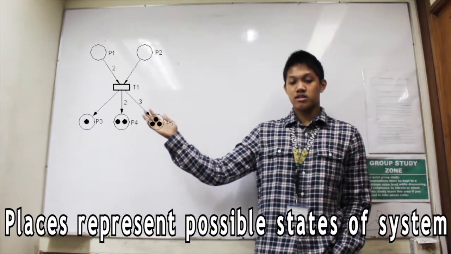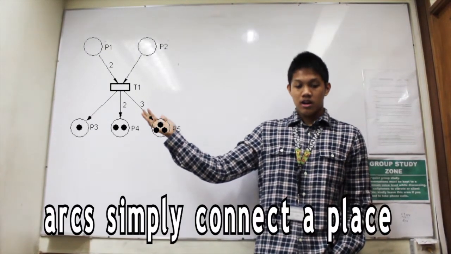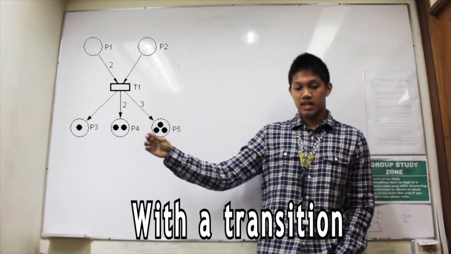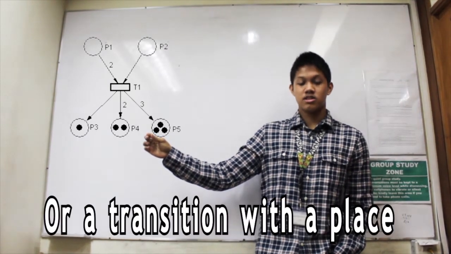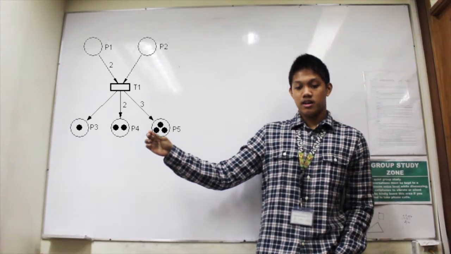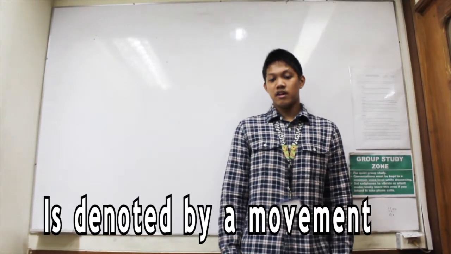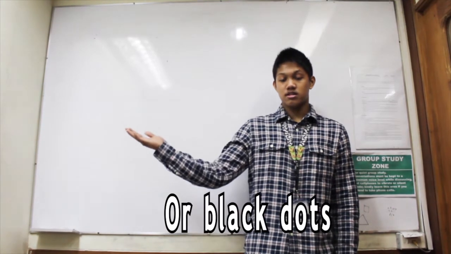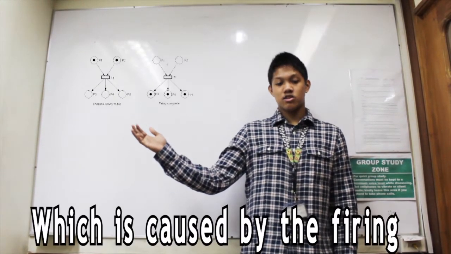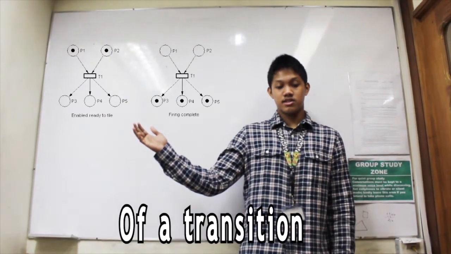Places represent possible states of the system. Arcs simply connect a place with a transition, or a transition with a place. And change of state is denoted by a movement of tokens or black dots from place to place and is caused by the firing of a transition. The firing represents an occurrence of the event or an action taken.